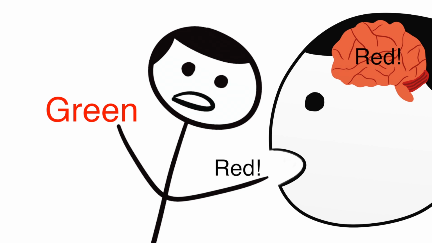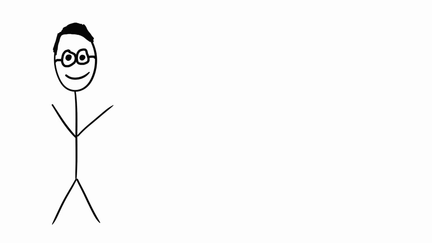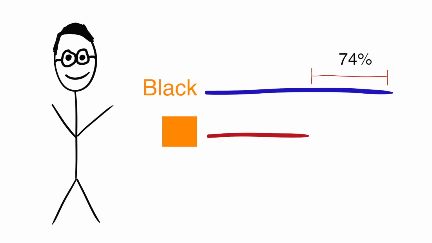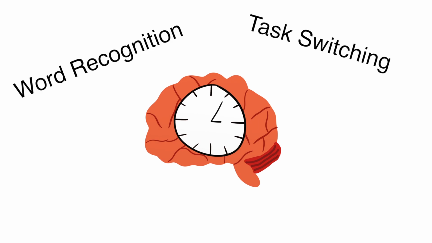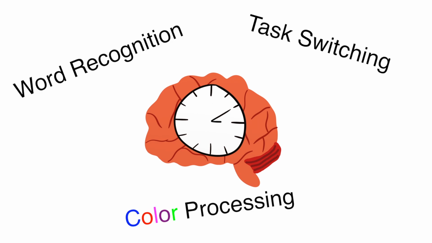This takes a while. It has actually been shown in John Ridley Stroop's original research that people take 74% longer to state the color of a word than to state the color of a generic square. This is not surprising, as the process we just observed involved word recognition and task switching before our minds could even begin to think about color processing.